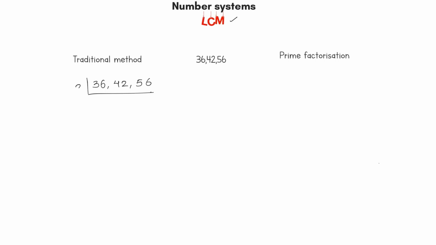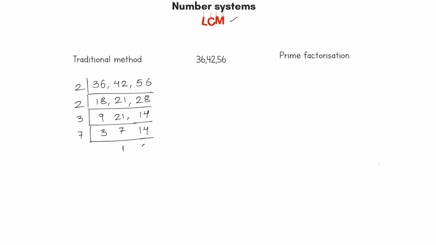Start with any of the numbers. 2 18s are 36, 2 21s are 42, 2 into 28 is 56. Okay, what else can I do? Again I can go by 2: 2 9s are 18, 2 14s are 28, 21 remains here. Looks like it can go by 3: 3 3s are 9, 3 7s are 21 and 14 remains here. There is a 7 and then there is a 14. So I'll say 7 1s are 7, 7 2s are 14, 3 remains here.